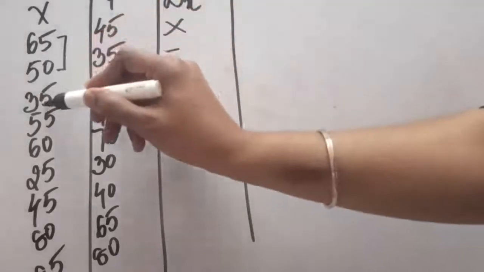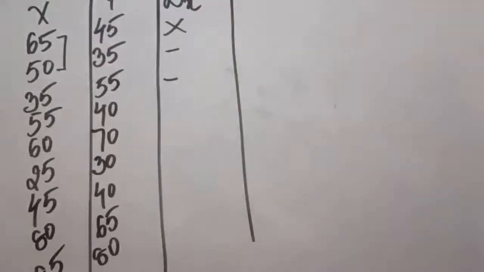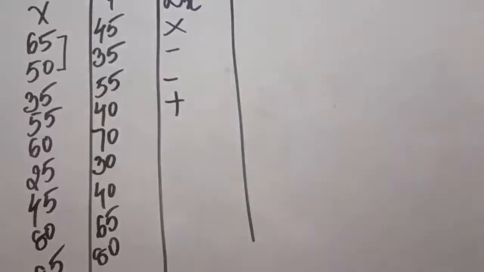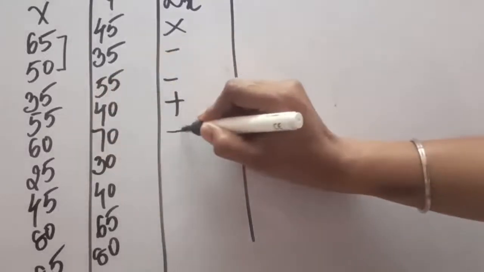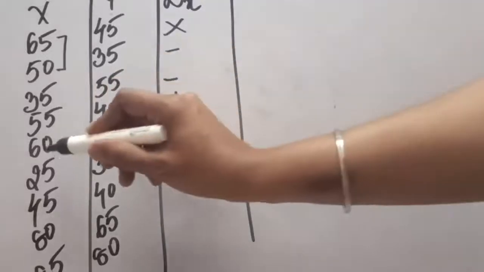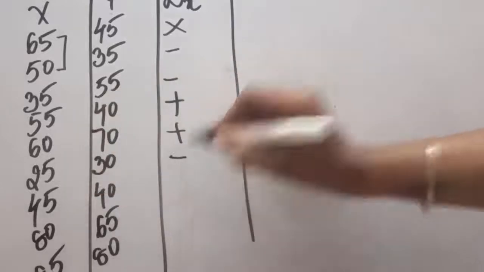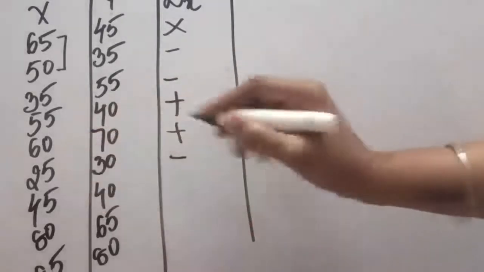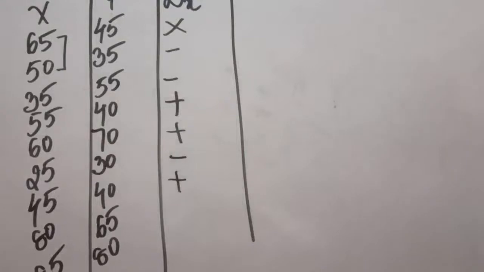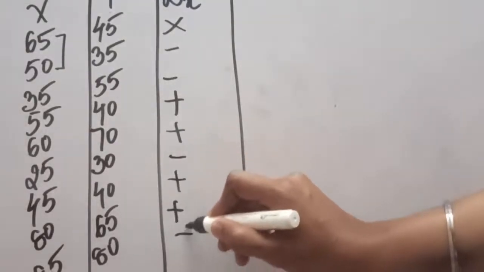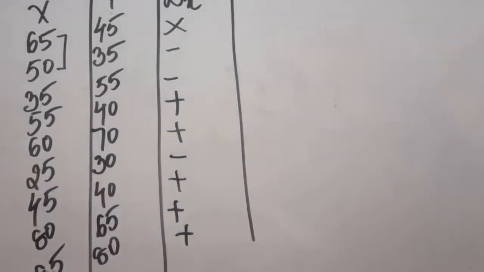From 50 to 35 again we have reduced, so minus sign. 35 to 55 it has increased, so plus sign. 55 to 60 plus sign. 60 to 25 it has reduced, minus sign. 25 to 45 it has increased, so plus sign. 45 to 80 again it has increased. 80 to 85 it has increased. So when the series is increasing, put a plus sign. When the series is decreasing, put a minus sign.